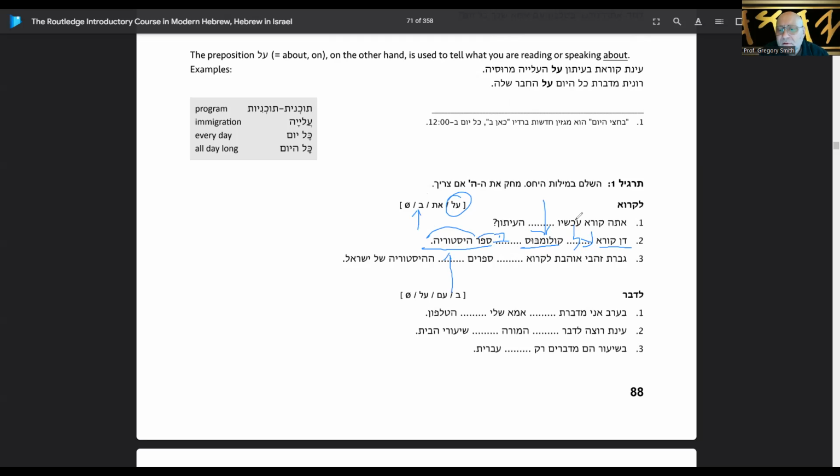Historia. Okay, Geveret Zahavi ohevet likro, so Mrs. Zahavi likes to read blank sfarim. Okay, she likes to read books. I think we're going to have a zero there. A blank historia shel Yisrael. So it's about the history of Israel, belonging to Israel. So I bet she's going to be this one right here.